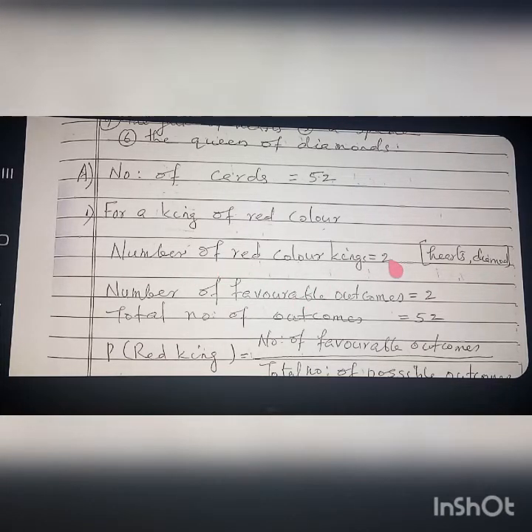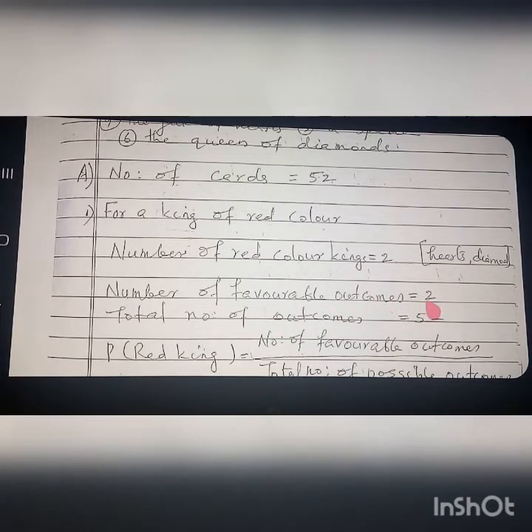2. Are you clear now? In hearts, 1 king is there and in diamonds also 1 king is there. So hearts and diamonds are the only red color cards. When we say black, they are spade and club. So red color cards are hearts and diamonds. Hearts 1 king and diamond also 1 king. So total number of red color kings, how many? 2. Clear?